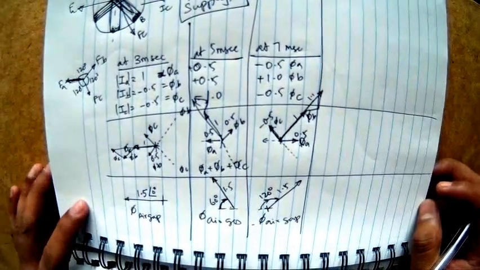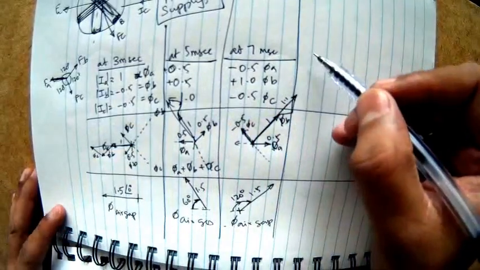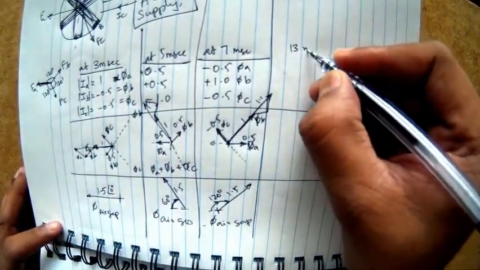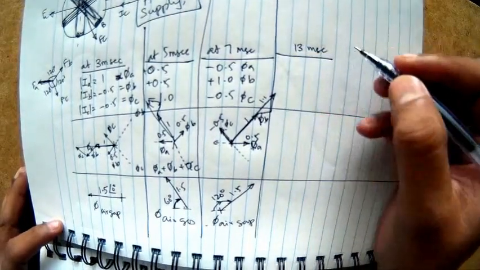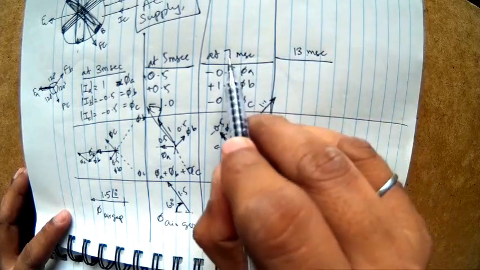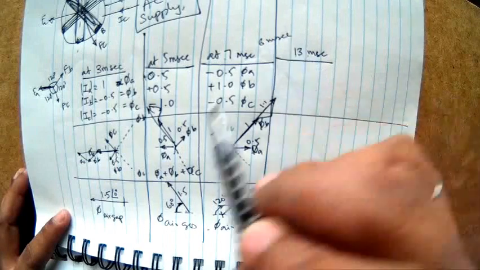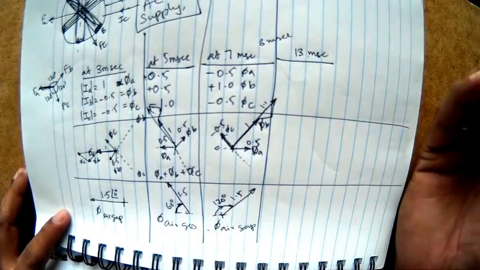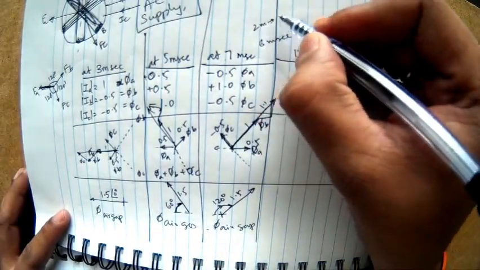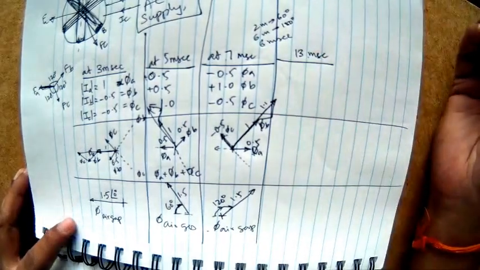So what do we take next? Naturally, after 7 we would take 9, but let's take something different. Let's take 13 milliseconds. Let's do some prediction. How many milliseconds from 7 to 13? It is 6 milliseconds. So in 6 milliseconds, how many degrees would this have rotated? Every 2 milliseconds I am rotating by 60 degrees, so in 6 milliseconds I will rotate by 180 degrees.